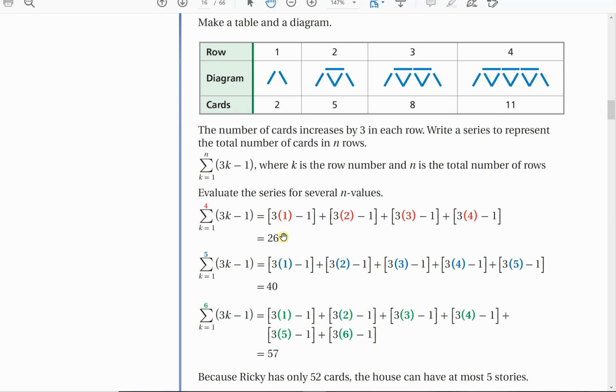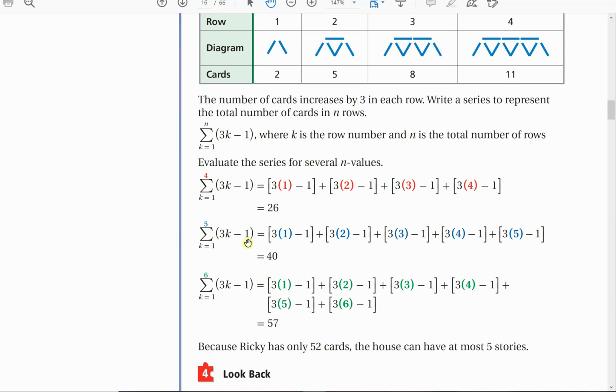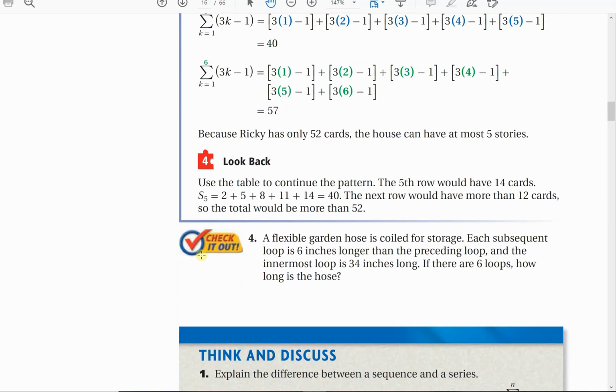We're about halfway there. Fifth row, it's going to be 3 times 5 minus 1. We're going to add that. That's going to be 40. 6 rows, he's going to need 57 cards. So he can't do 6 because he'll run out of cards before he can. So the most he can do is 5 rows. So 5 stories. That's it.